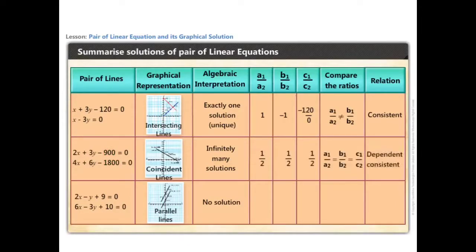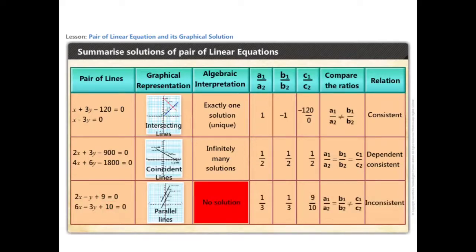Take the second set of linear equations in two variables. We observe that a1 by a2 is equal to b1 by b2, that is equal to c1 by c2, in the case of a pair of linear equations which has infinitely many solutions or is a dependent, consistent pair of equations. In the third set, a pair of linear equations which has no solution or is an inconsistent pair of equations, we observe that a1 by a2 is equal to b1 by b2, which is not equal to c1 by c2.